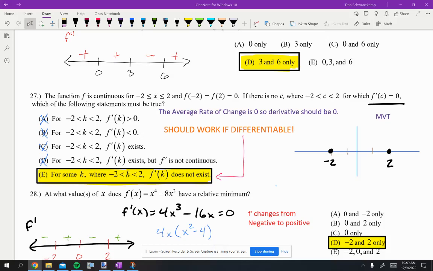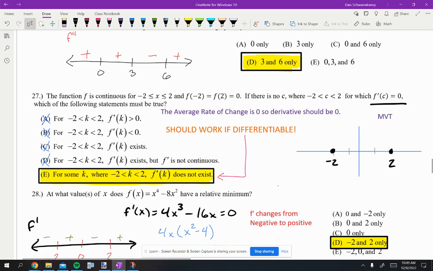27 it's a theorem question. I don't love 27 because of the multiple choice answers. The other multiple choice answers, normally we can go through and say, hey, this one doesn't work, this one doesn't work, this one doesn't, this one does. This one's a little bit rough, okay? But let's look at it.